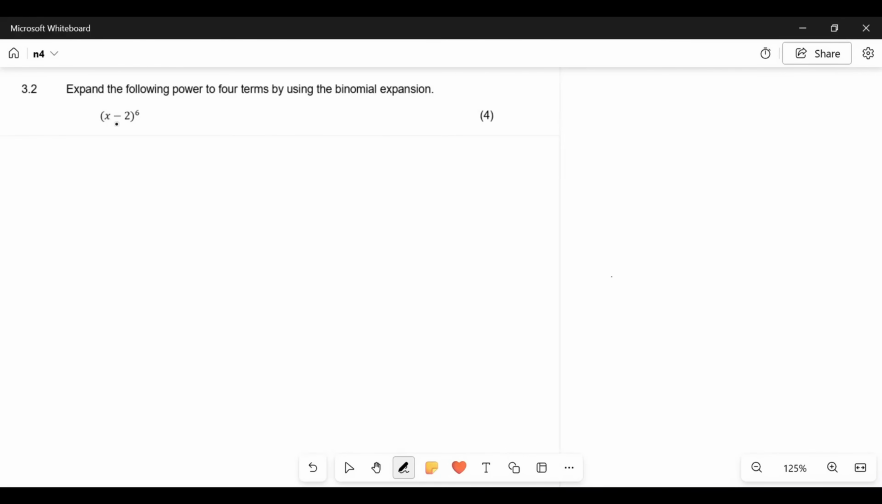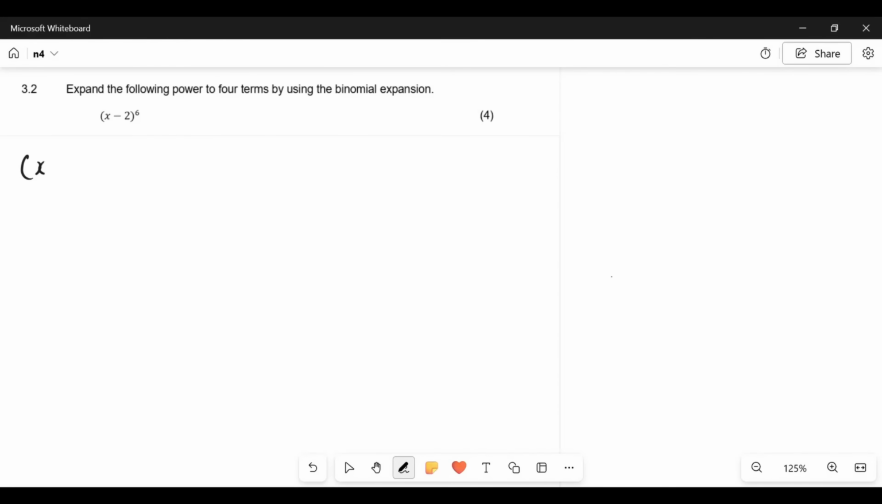Now, we are given this here, which is (x minus 2) to the power of 6. Now, they want us to expand this to the 4th term using binomial expansion. If you still remember, when we expand this, guys, we have to know the formula. So here is the formula for binomial theorem.